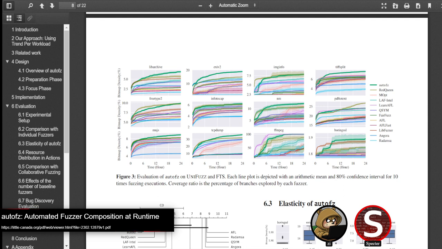Now, how well you can apply that to more cutting edge targets, I don't know. I feel like it would be difficult, because when you start getting into more complicated harnesses, I don't know how well that seed synchronization will hold up. But it'd be worth giving a try at least.